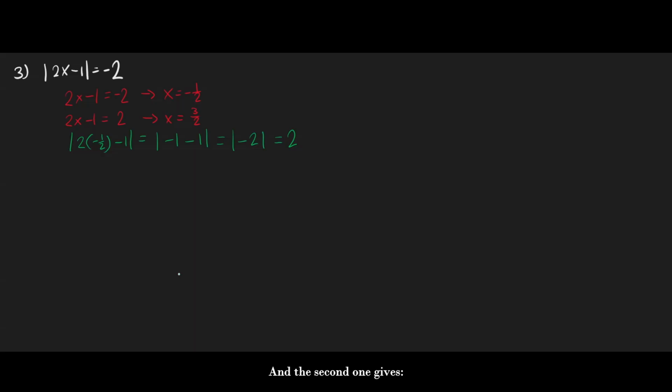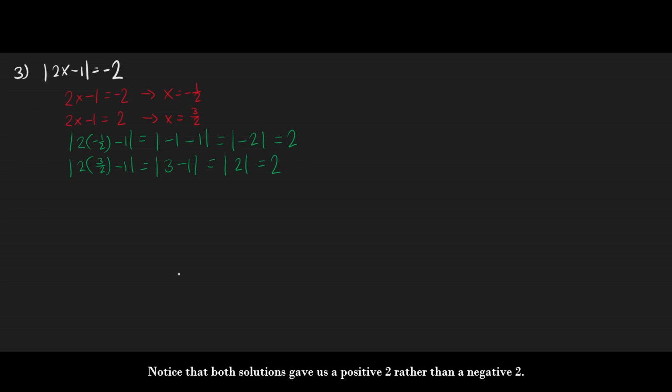And the second one gives the absolute value of 2 times 3 over 2 minus 1, which equals the absolute value of 3 minus 1, which equals the absolute value of 2, which equals 2.